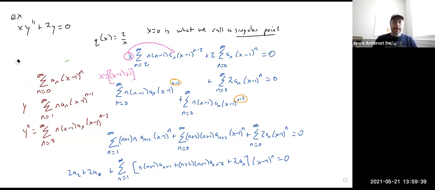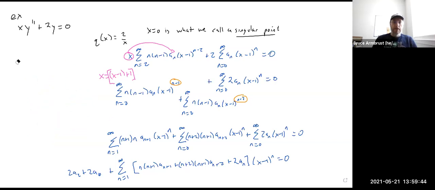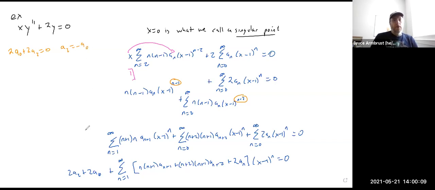All right, well, now we've got our recursion relationship. So let me just clear a little space here for us. So here's what we've got. So first, we know that 2a naught plus 2a2 has to equal 0 from this. So that means that a2 is going to equal negative a naught. So whatever a naught is, whatever we start with, our initial value, our initial condition, then a2 is the negative of it.